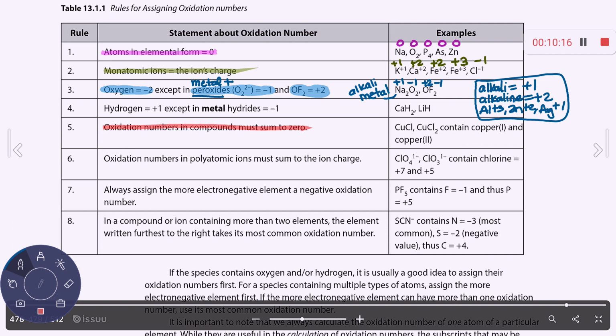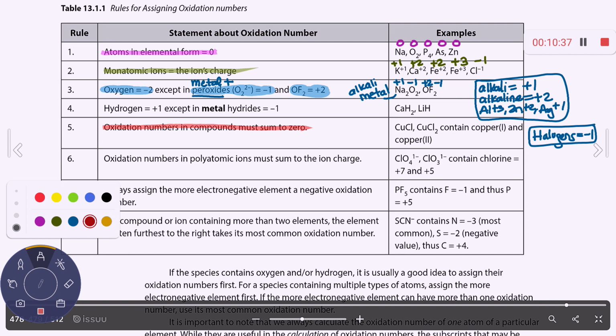Now, make another note that generally speaking, the halogens are going to be a -1, which is the same as their charge on the periodic table. It also has something to do with the fact that they're usually the most electronegative element, or commonly a highly electronegative element in a compound, which I'll get to in a second. Okay, let's go on to rule number 4.